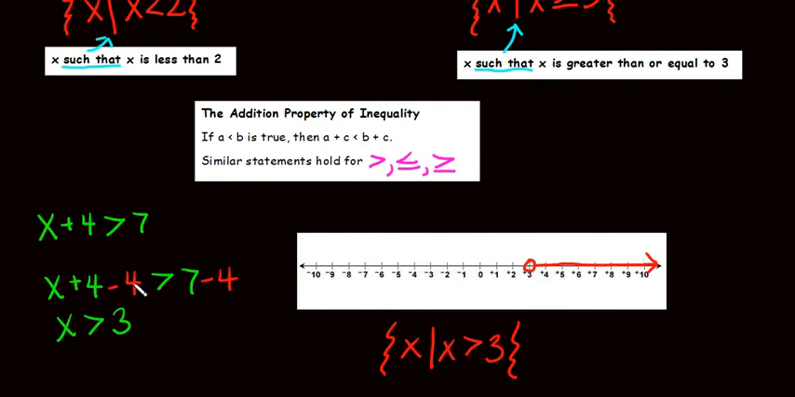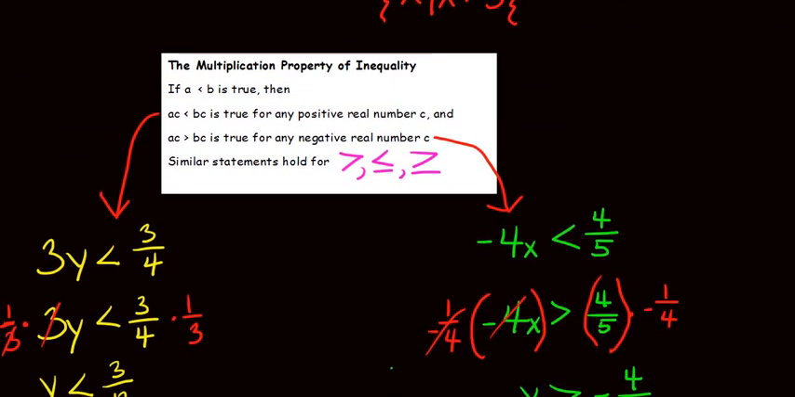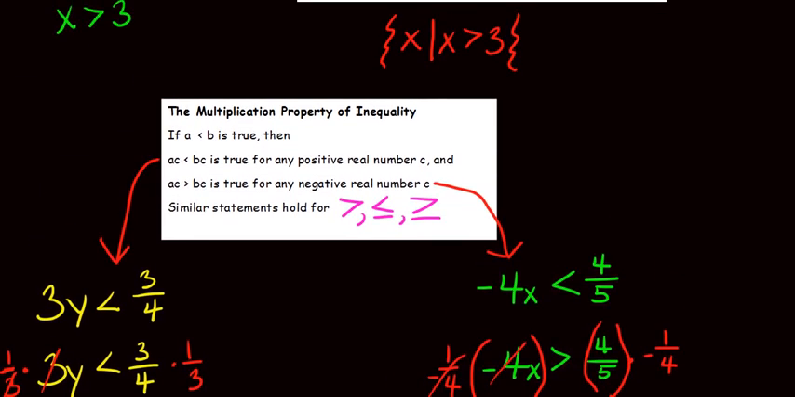And notice I did the same thing to both sides. You could say I added a negative 4. All right, now it's a little different for multiplication. I'm going to try to show you the differences here.